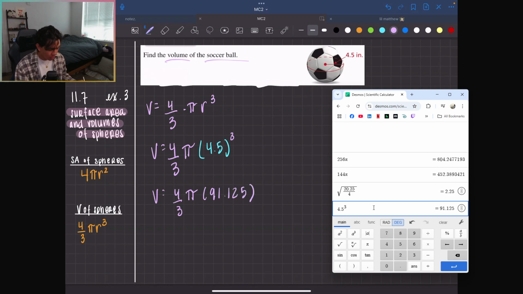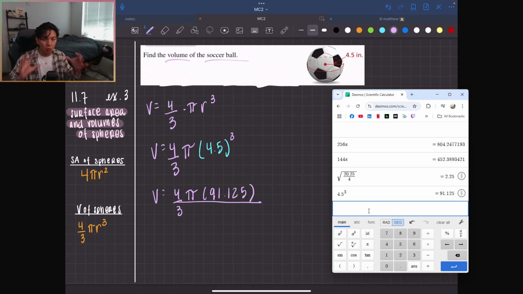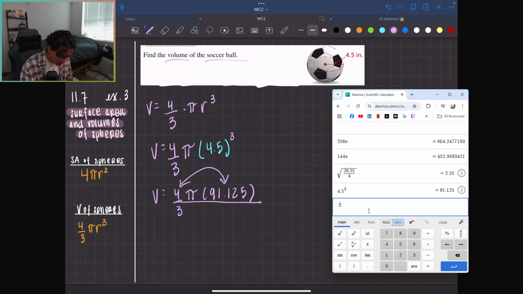91.125. Okay. If you wanted to work this out, what you would want to do is multiply 4 times pi times 91.125 and then divide that by 3. But let's just go ahead and put in everything all together at once and see if it pops out the volume, okay? So the first thing I want to do is let's find it in terms of pi. So I'm going to multiply the 4 and then 91.125 first. So 4 times 91.125.